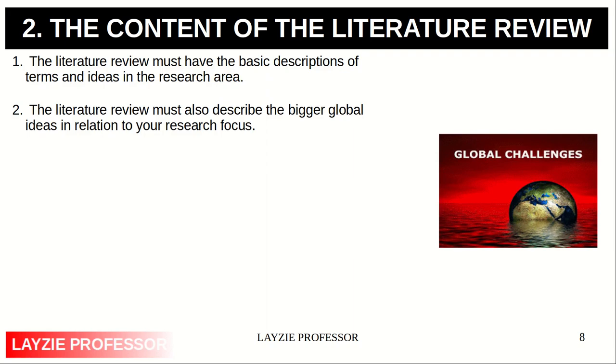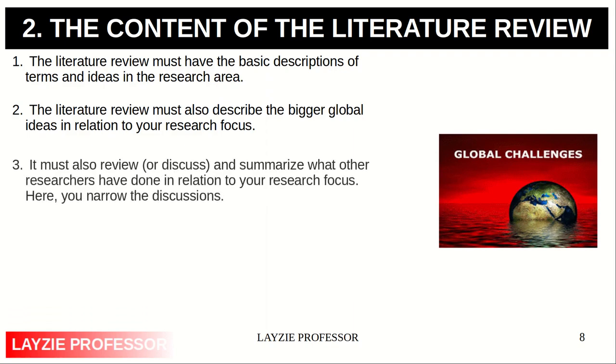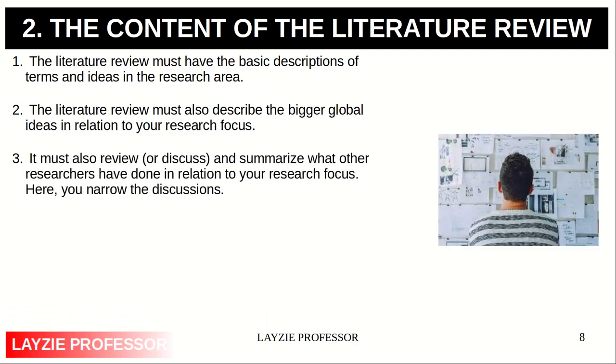These are the things that happen. Issues related to malnutrition, starvation, these are the global issues. So all these things, you must be able to describe them. And then you must also review or discuss and then summarize what other people have done in relation to your research focus. So if it's some particular processing method for food that you want to develop, basically, then you need to look at all the various processing methods other people have done in relation to what you want to do.